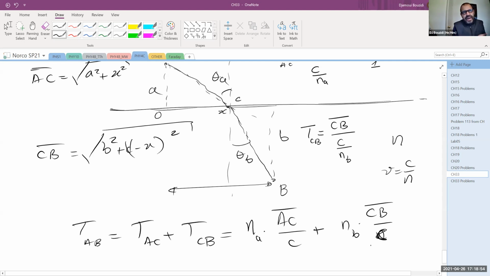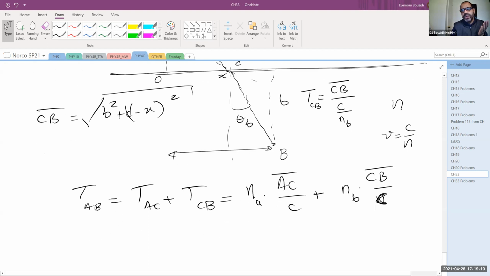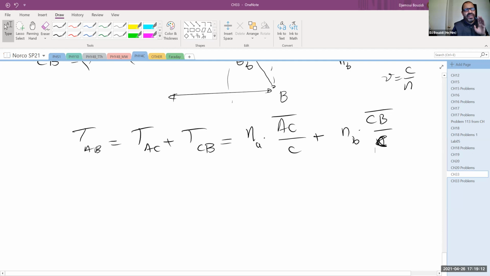So when I take the extremum now for the time, everything will be the same, with the c canceling. That's why I didn't disregard it completely in the first case. And this time, even if I include it, it's not going to matter. So what is going to come out is this NA and this NB.